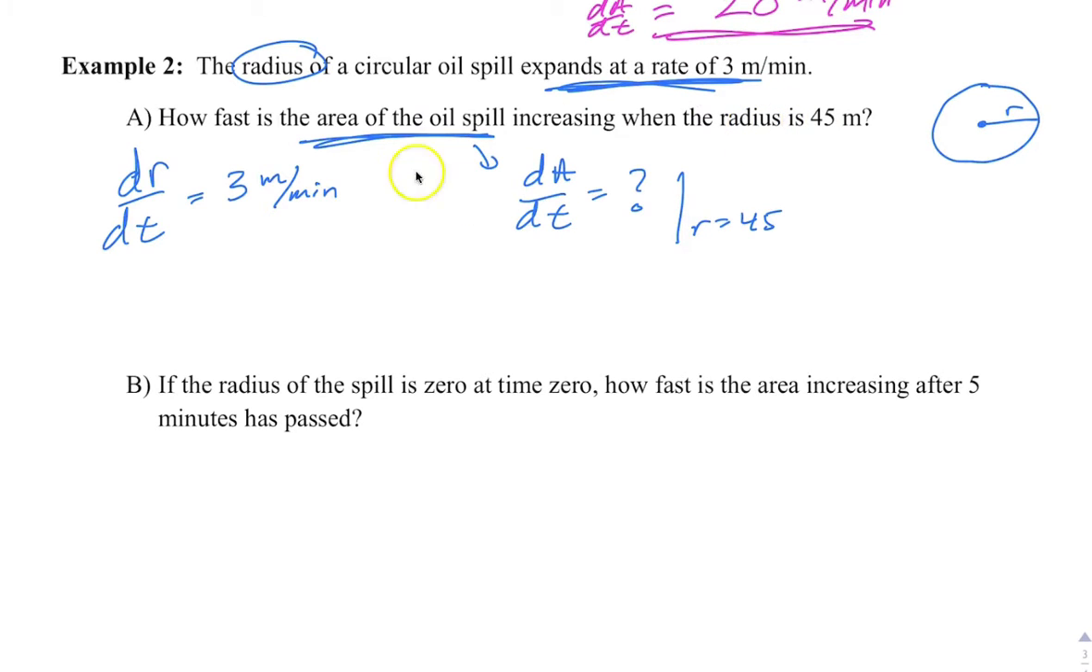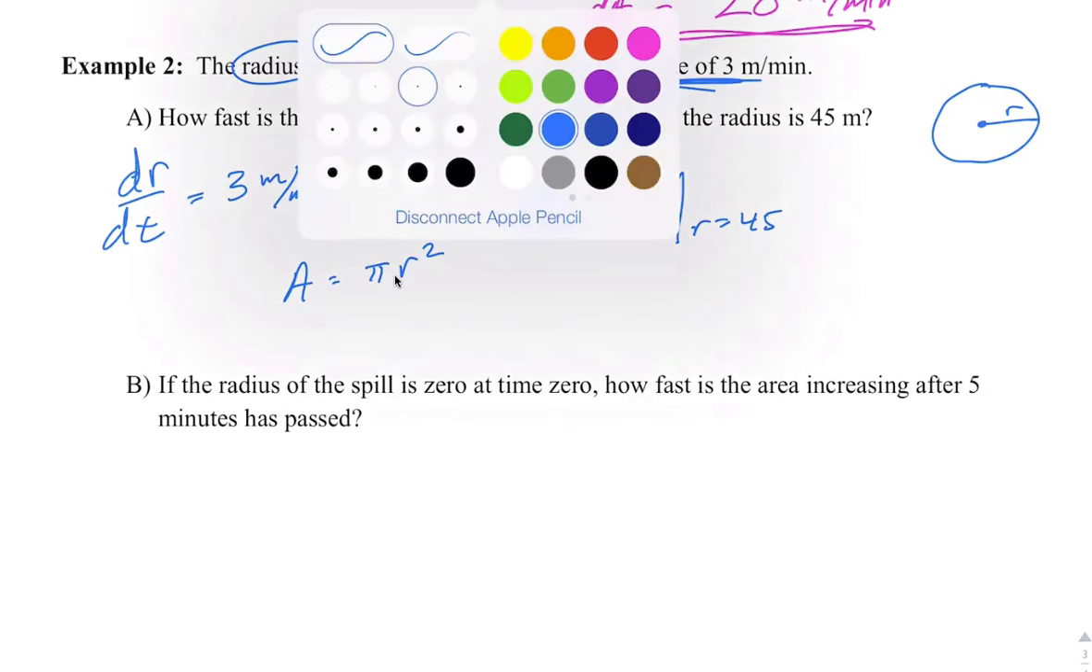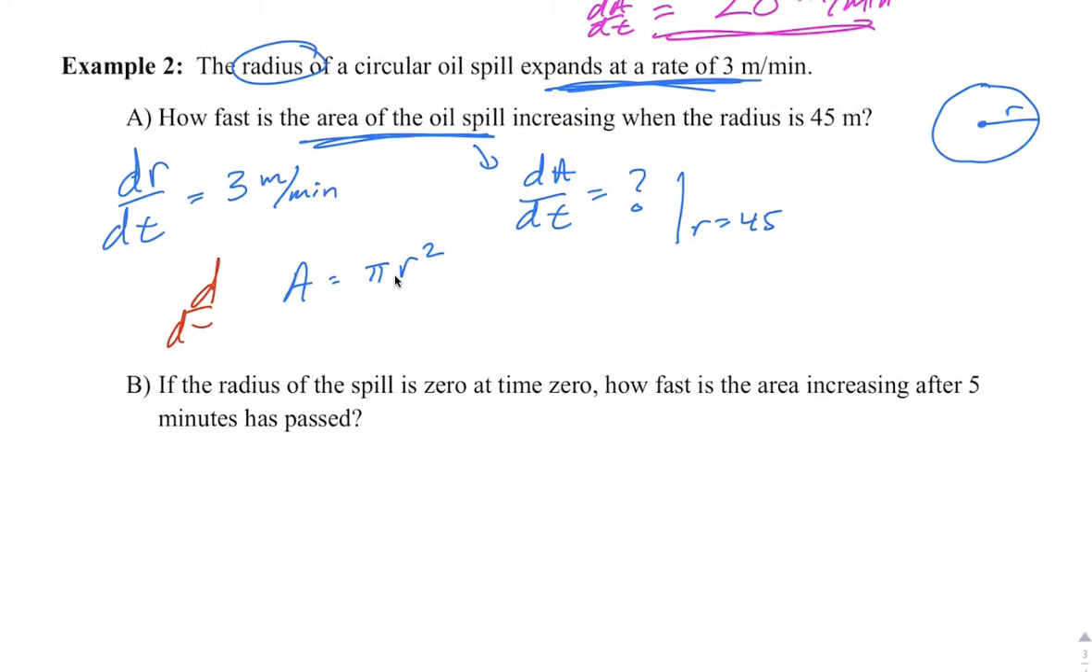So we've got to relate these two things. I've got to relate radius with area. Well, the area of a circle relates those two. Area equals pi r squared. Right, so that's my formula. And then we always do the same thing. We take the derivative with respect to time on both sides.